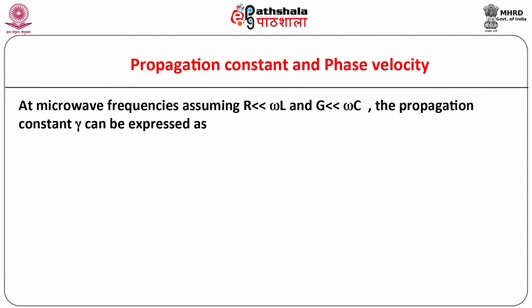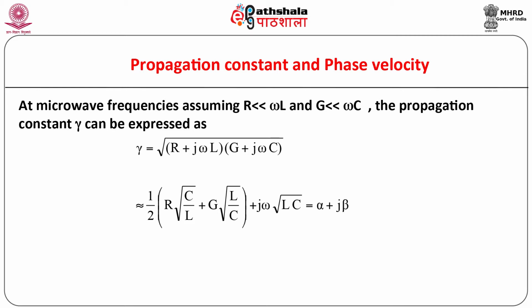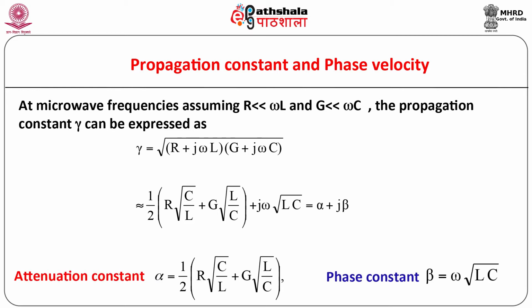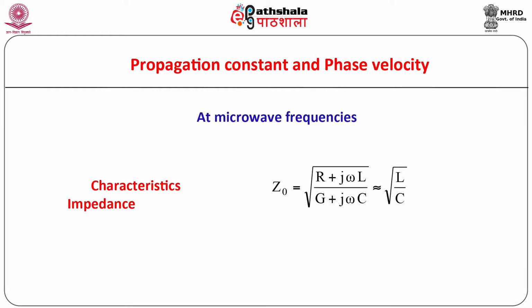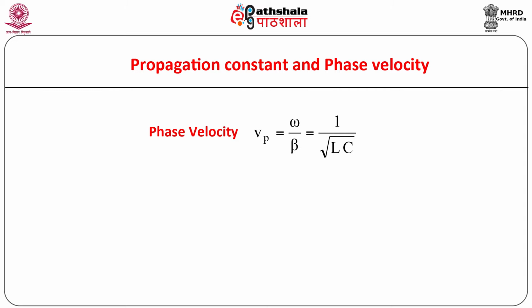At microwave frequencies, assuming that R is very small as compared with omega L and G is very small as compared with omega C, the propagation constant gamma can be expressed as shown. Here the attenuation constant alpha and beta and their dependence upon R, L, C and G are also shown. Similarly, the characteristic impedance Z0 can be shown to be dependent upon L and C only as per the following relation. The phase velocity is given by Vp is equal to omega upon beta, which is 1 upon under root LC.